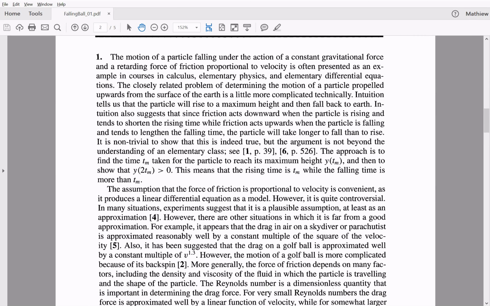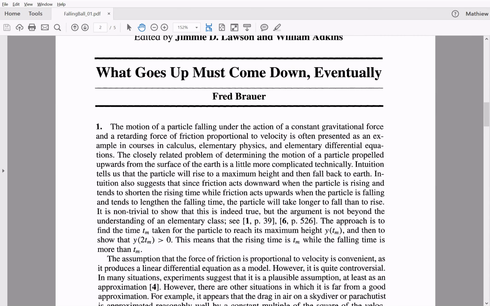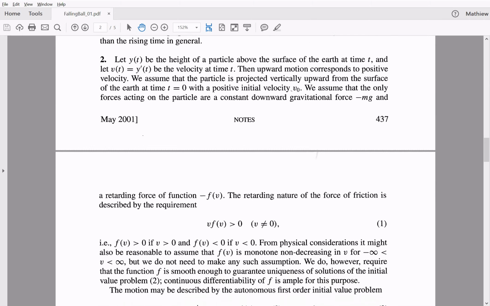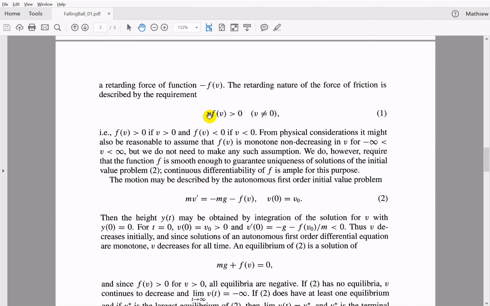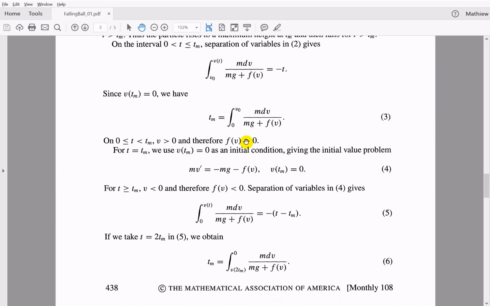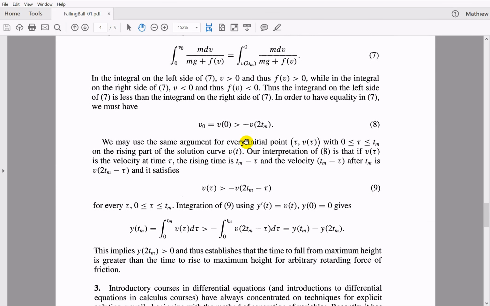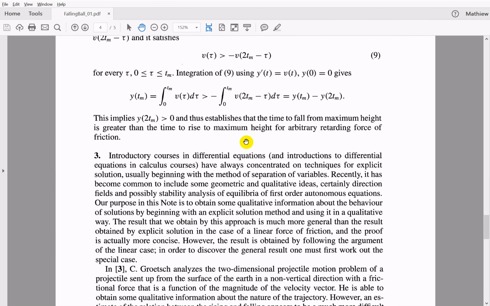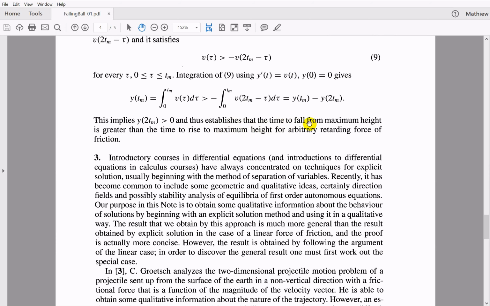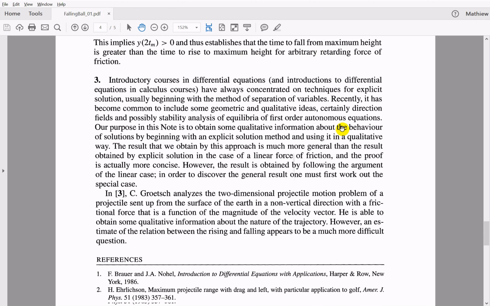I'm not sure if they go fully into proof, but they do go over it. You could read it if you want. I haven't gone through it too much, but I know that they use a general formula for air resistance as opposed to our linear model, and regardless, they still come up with the same end result. The time it takes to fall from maximum height is greater than the time to rise to maximum height for an arbitrary retarding force of friction or air resistance. So for any arbitrary one, it doesn't matter. It's always going to be faster ascent and slower descent, which is pretty remarkable.